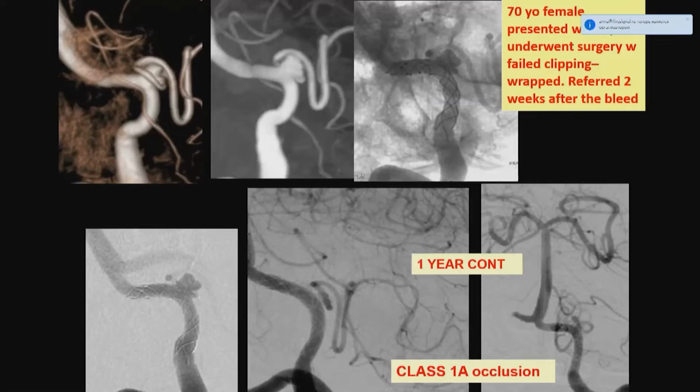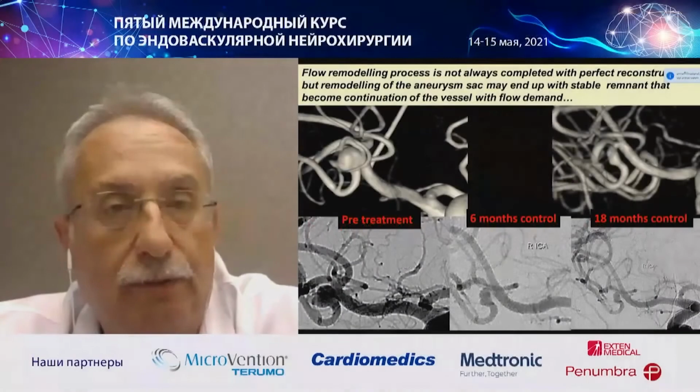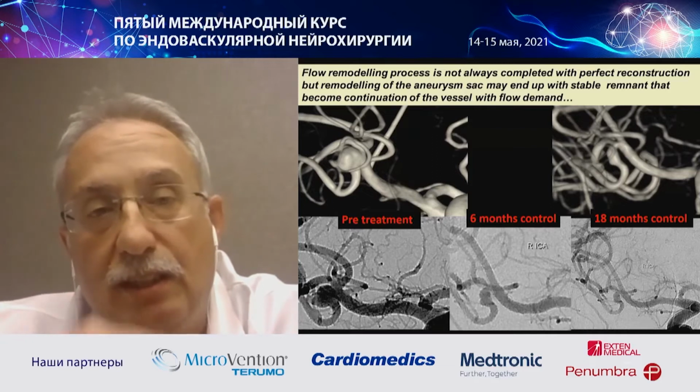So this is a PICA aneurysm, a typical surgical case of years ago, but now we can actually modify the flow at the base of the aneurysm and keep the patency of the PICA flow with occlusion of the aneurysm. This just gives an unbelievable simplicity, but the process of flow remodeling is not always completed with perfect reconstruction, and it just creates a lot of misinterpretation.